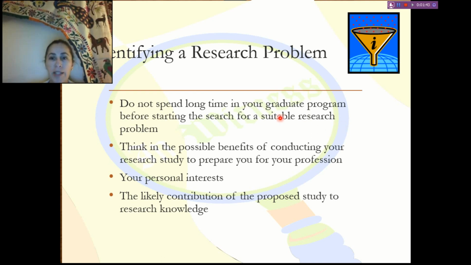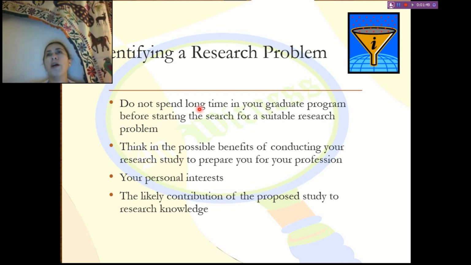My first advice is do not spend a long time in your graduate program before searching for a suitable research problem. Don't waste your time. Since day one, you have to have a topic, and then you can develop it little by little and narrow it during the next years, but you have to begin with a topic.